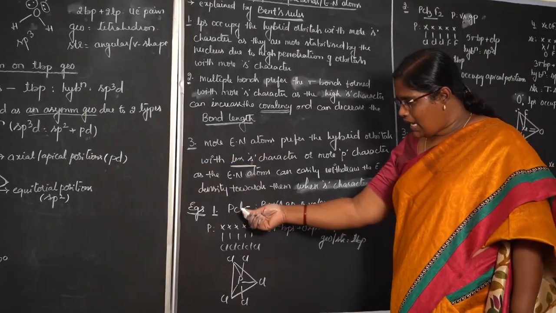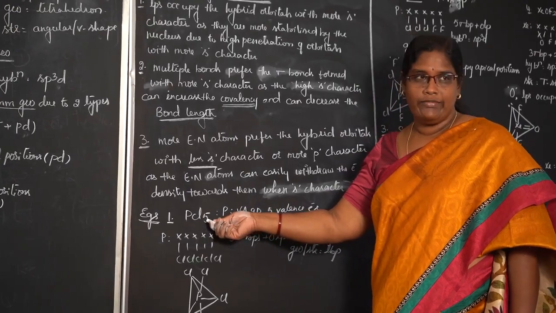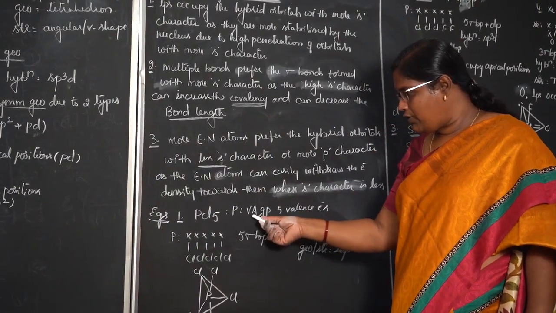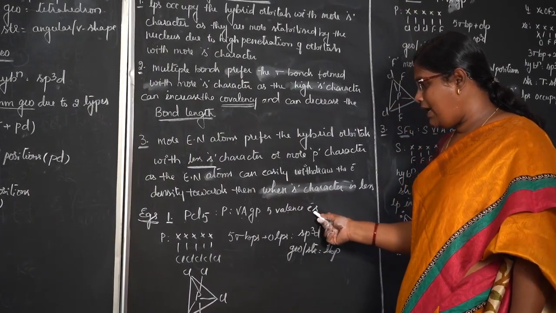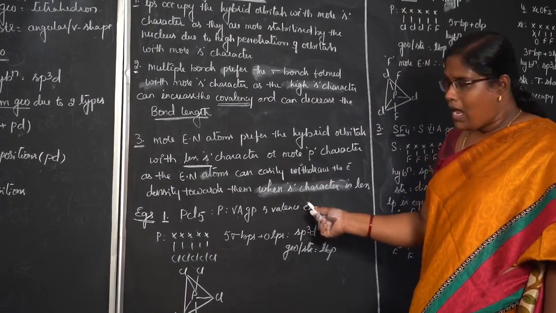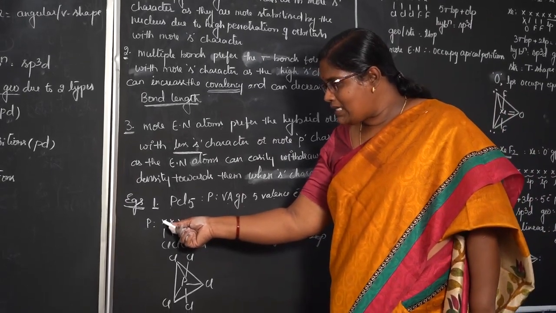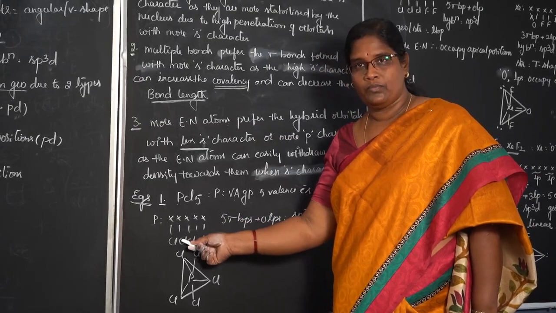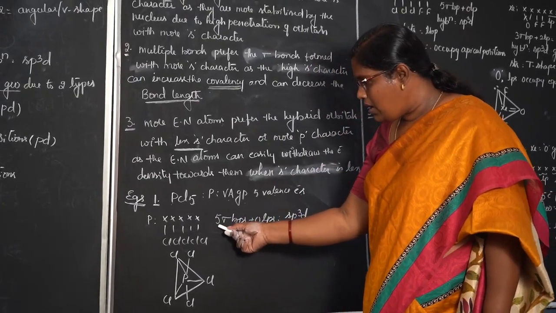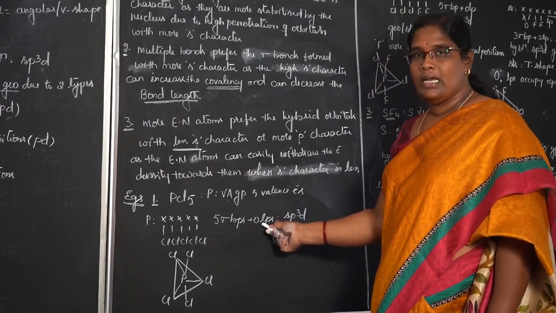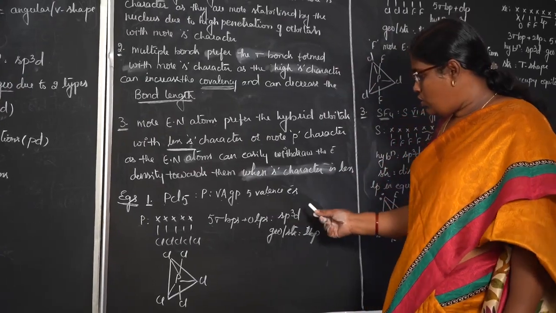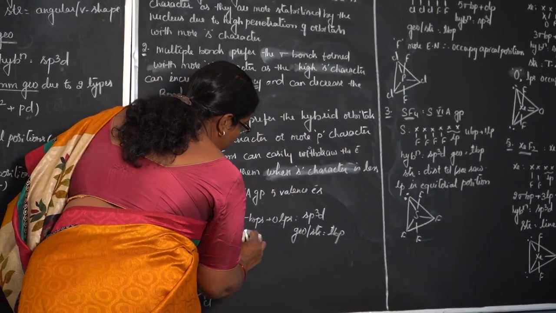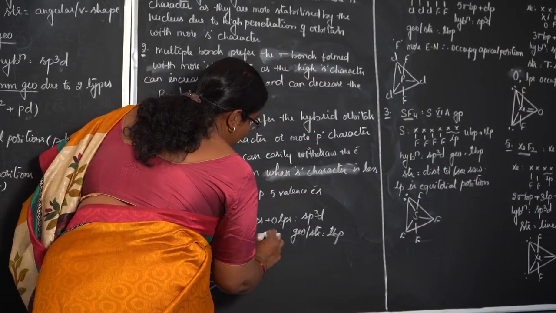So first I am taking the example of PCl5. In this the central atom is phosphorus. It is a fifth group element, so it has 5 valence electrons. And each valence electron of phosphorus forms a bond with chlorine. So we have 5 sigma bonds and 0 lone pairs. So the total number of electron pairs in the molecule is 5.